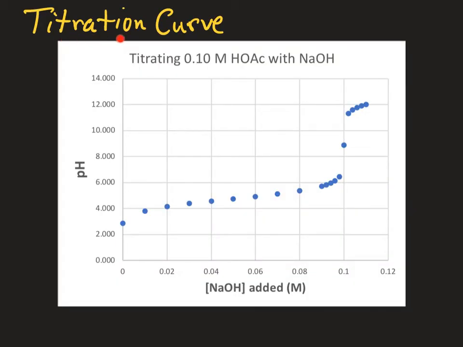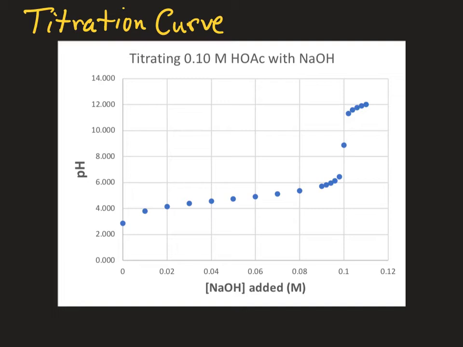This represents a titration curve if we're titrating, in this case, 0.1 molar acetic acid with sodium hydroxide. And so our variable here is the concentration of sodium hydroxide added. I will admit I simplified this by assuming we're adding solid sodium hydroxide, so the volume of the solution didn't change, just the number of moles of sodium hydroxide. So this is adding sodium hydroxide to a particular molarity.